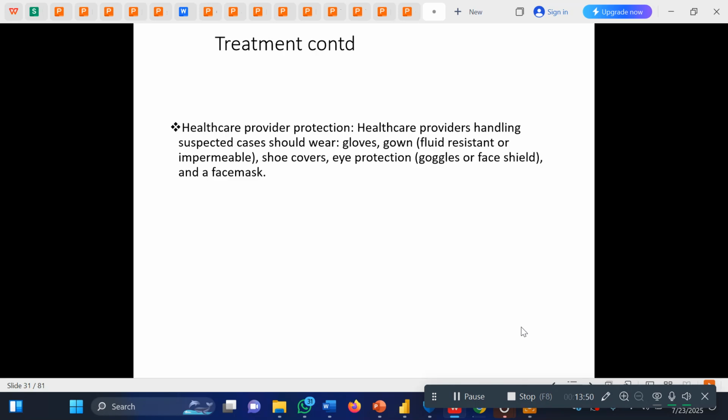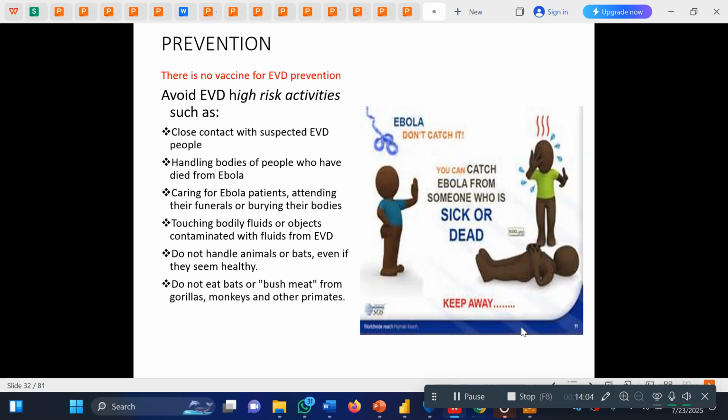It's also very important that healthcare providers protect themselves when handling suspected cases, wearing gloves, gowns, aprons, cover shoes, eye protection, and face masks, especially when you come in contact with these patients or suspected cases. Also, there is no vaccine for Ebola virus prevention.